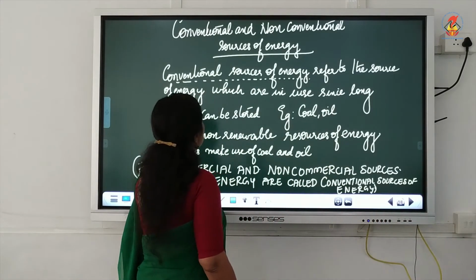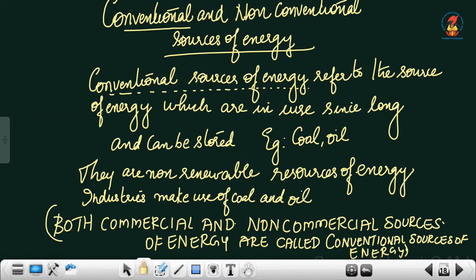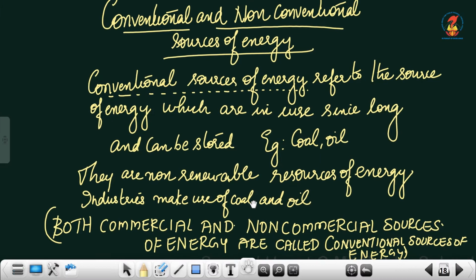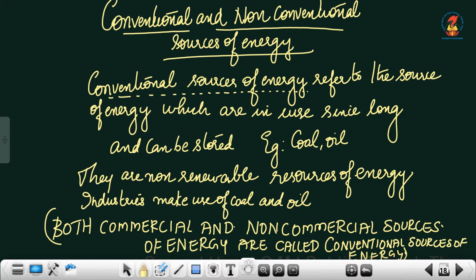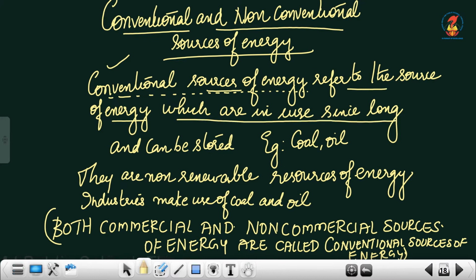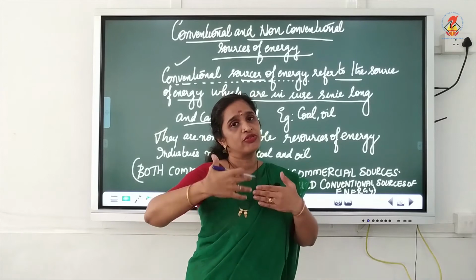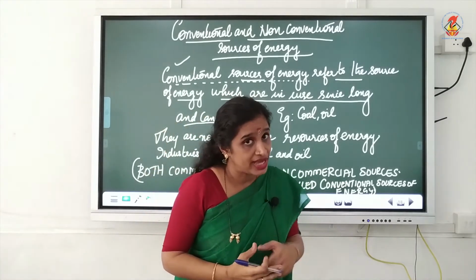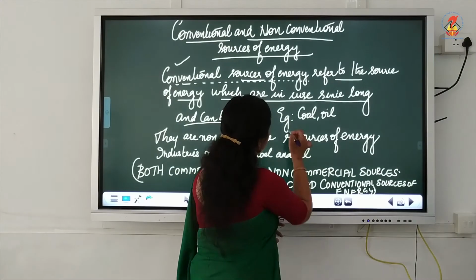Now we will move on to the next division, that is conventional and non-conventional sources of energy. What are conventional sources of energy? They refer to the sources of energy which are in use since long and can be stored. They are used by the people even in the olden days. We have been using it for a long time. That is known as conventional sources of energy.